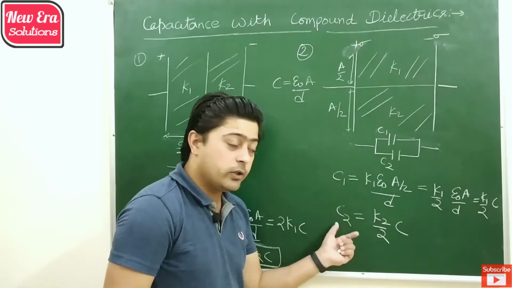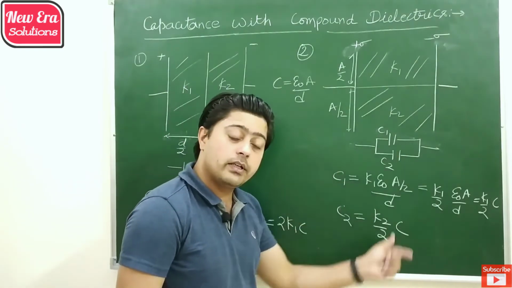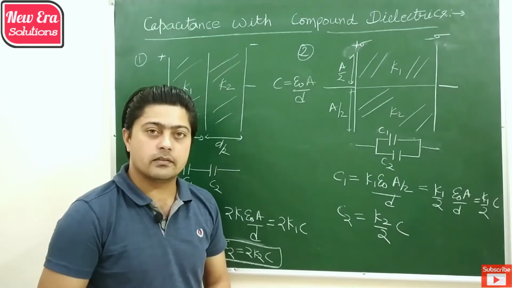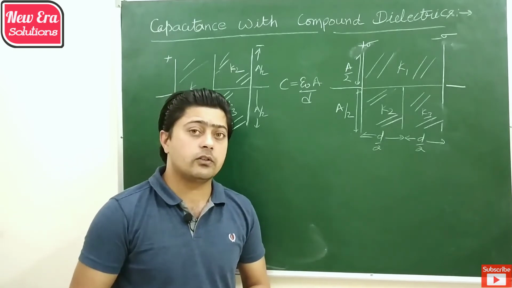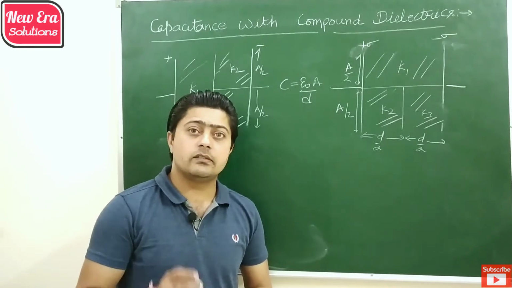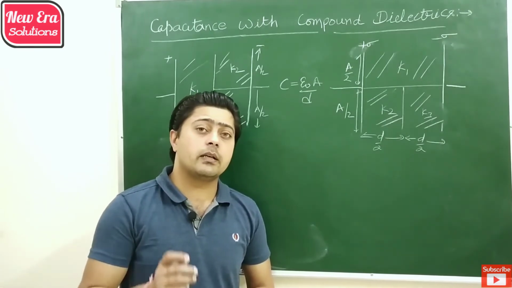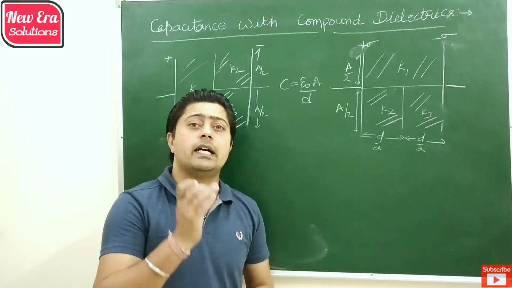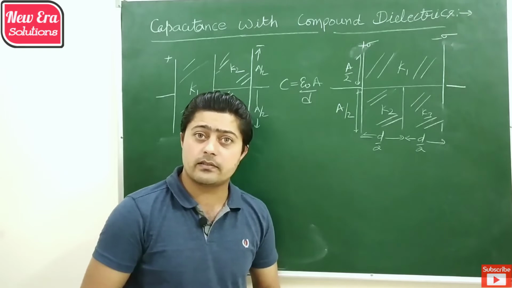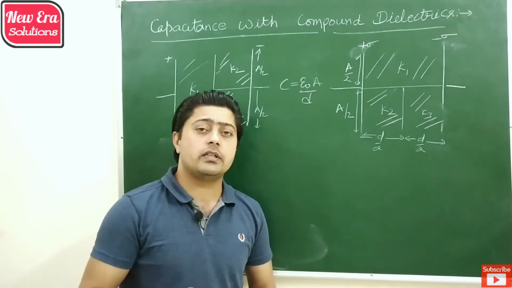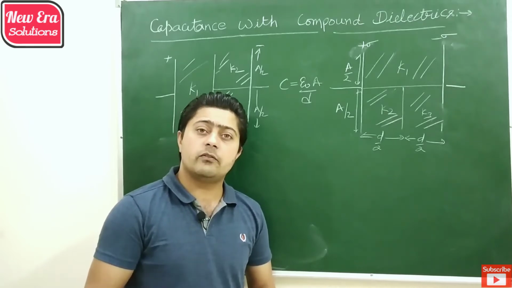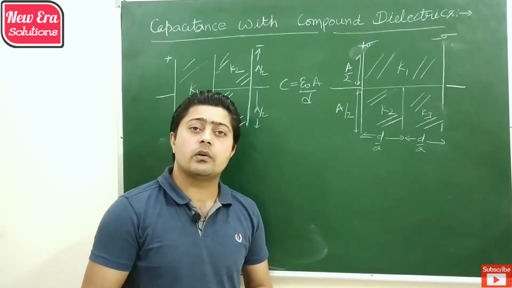Similarly, the capacitance of the second capacitor is K2 by 2 into C. By putting these two values in the formula of parallel combination of capacitors, we can calculate the total capacitance of the capacitor. There are some cases in which more than two dielectrics are used in different parameters. In most cases, when the separation between the plates of a capacitor is divided by dielectric medium, then it forms a series combination of capacitors, and when the cross-section area of the parallel plate capacitor is divided by dielectric, it will form a parallel combination of the capacitors.